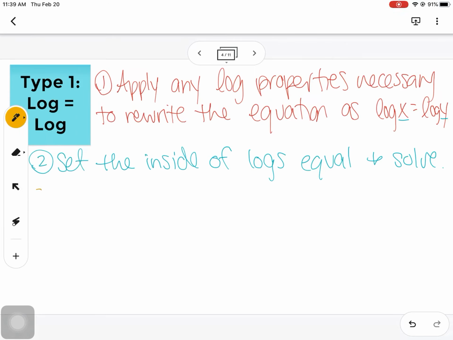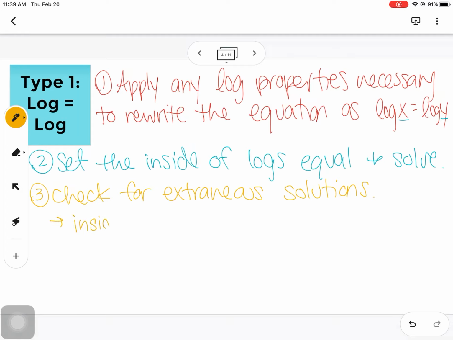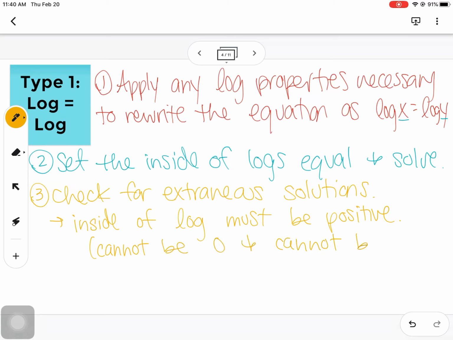We do have to go a step further here and check for extraneous solutions. Extraneous solutions are when you get an answer that doesn't actually work in the math problem that you're dealing with. When we talk about logs, whatever is inside your log, which unfortunately we don't have a nice word for, must be positive. So that's what we're going to have to check. It cannot be 0, and it cannot be negative.